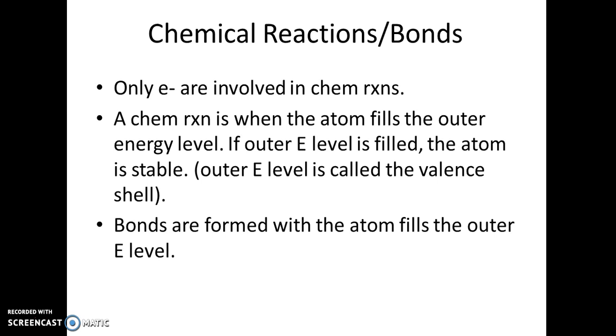Now, the electrons are the only subatomic particle that is involved in a chemical reaction, and a chemical reaction only happens when the atom wants to fill its outer energy level. If the outer energy level is filled, then the atom is stable, basically saying the valence shell is filled, and those are known as your noble gases. Bonds are formed when the atoms fill the outer energy level. I think I said that like 3 different times.